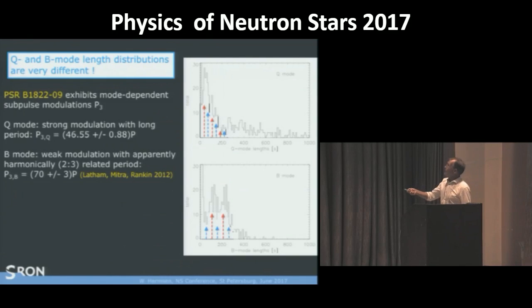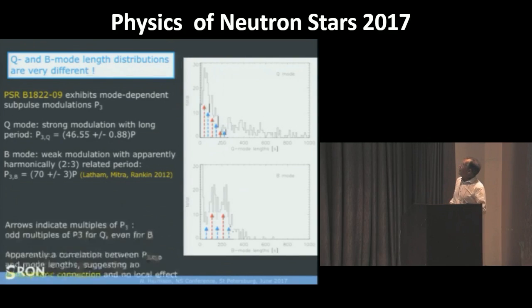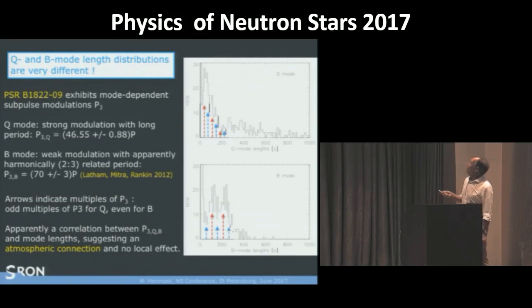In the B mode, there's a weak modulation. And these are apparently harmonically related, factor 2 to 3. And there, that modulation is 70 times P. And when you now look at the arrows, it looks like you see a maximum and a minimum at multiples of those modulations, which are different at the two poles. And these are indeed harmonically related.